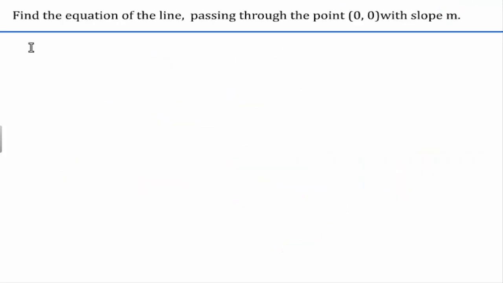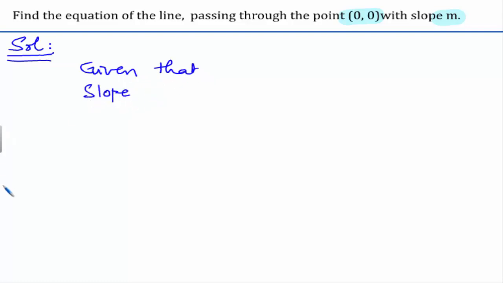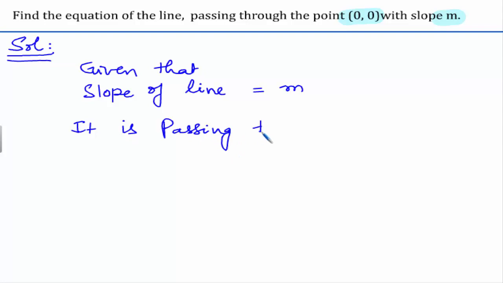In this question, we need to find out the equation of a line which is passing through origin and having slope m. Let us find out the solution for this. Given that slope of the line is m and the line is passing through origin, that is 0, 0.